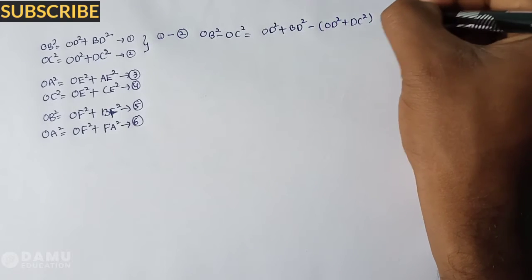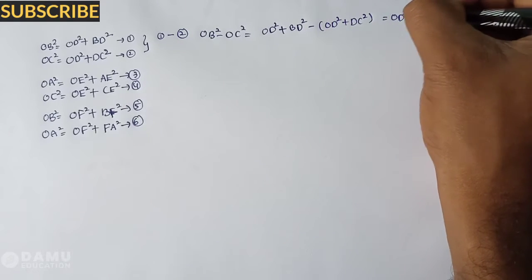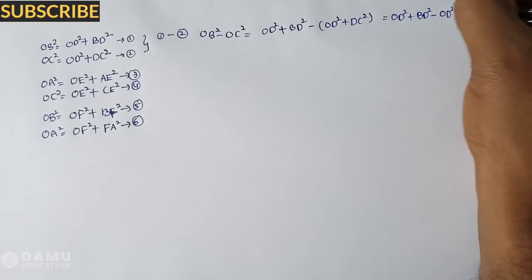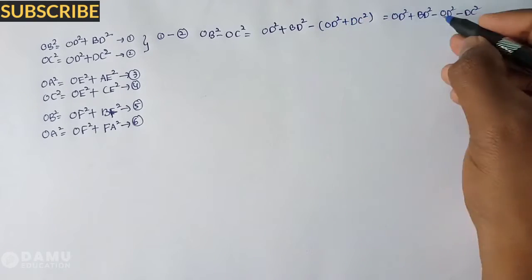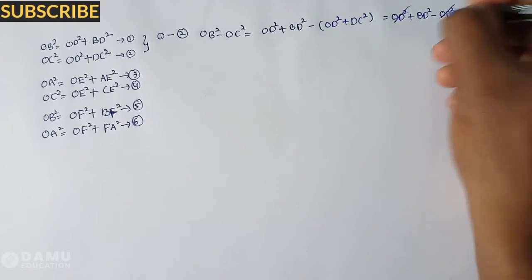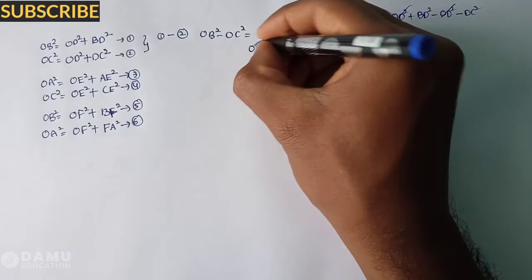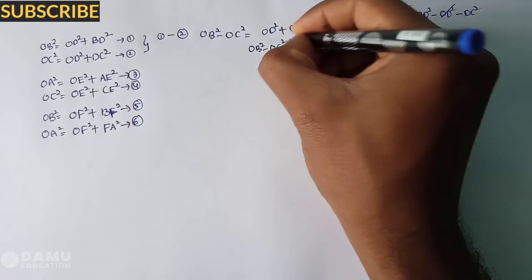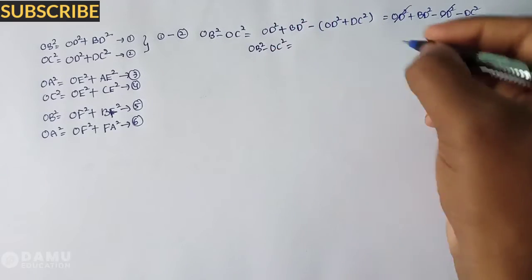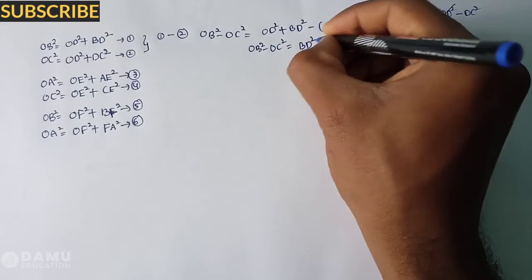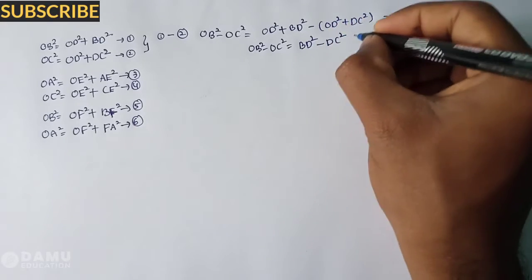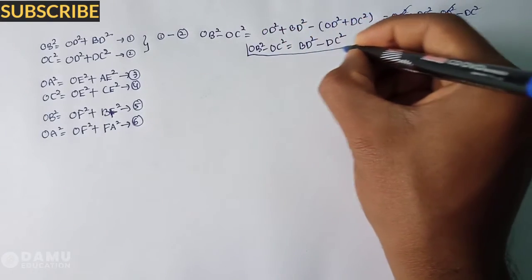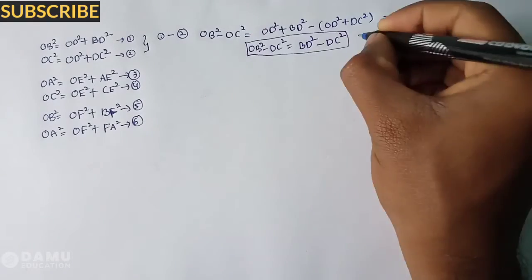So that is OD square plus BD square minus OD square minus DC square. If you multiply plus into minus, it becomes minus, and OD square minus OD square is going to cancel. So we will get OB square minus OC square will be equal to BD square minus DC square. Let's take this as the seventh equation.